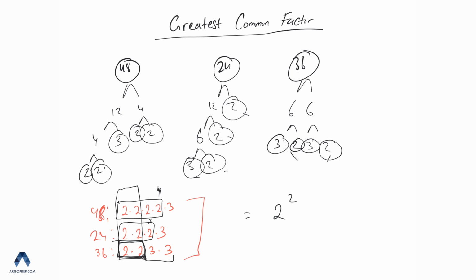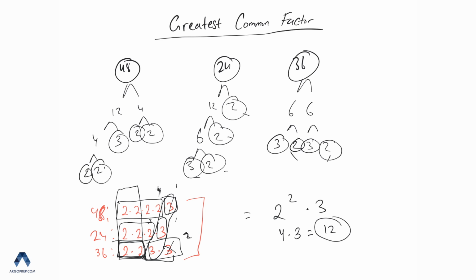How about for 3? Try this one yourself. Well, I have one 3 here, one 3 here, two 3's here. It doesn't matter that I have two 3's here. In all my sets, I have at least one 3, so I'm only going to take one 3. I don't take this extra 3. So it's going to be 2 to the second power times 3. 2 to the second power is 4. 4 times 3 is 12. And this is the greatest common factor. 12 is the greatest common factor of the set. Obviously, we got the same answer. It is a faster way, especially when you're working with harder numbers.